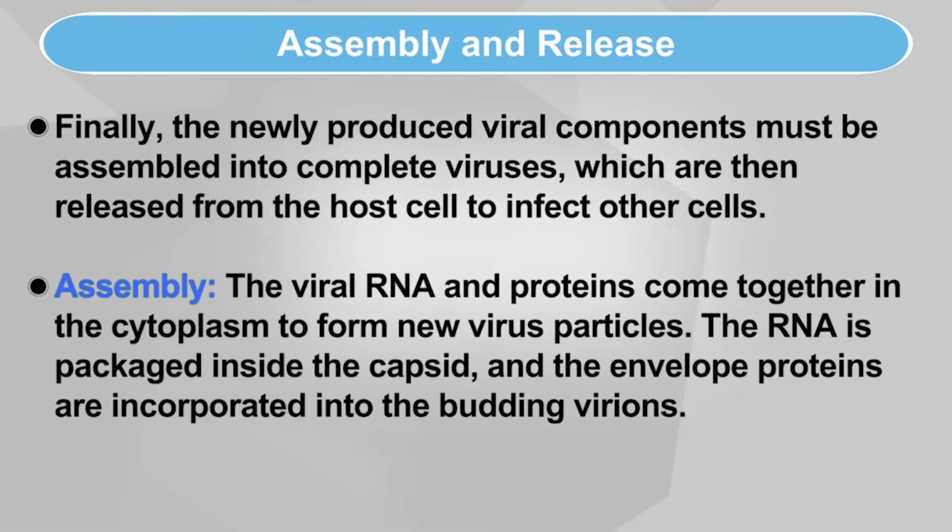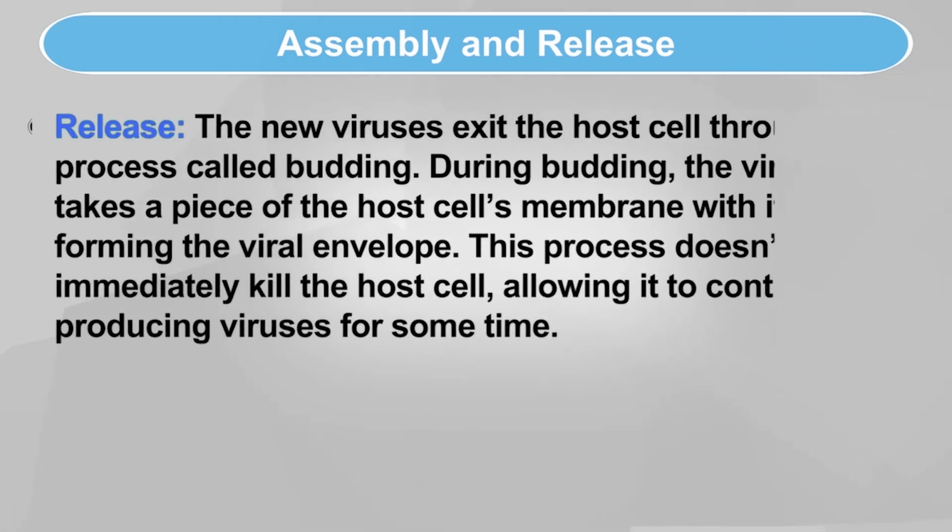First, we will look at the assembly process. The viral RNA and proteins come together in the cytoplasm to form new virus particles. The RNA is packaged inside the capsid, and then envelope proteins are incorporated into the budding virion particles. Now, the next one is release.